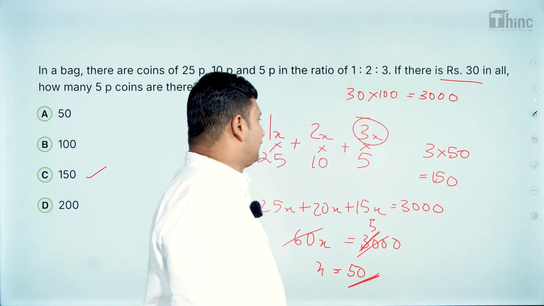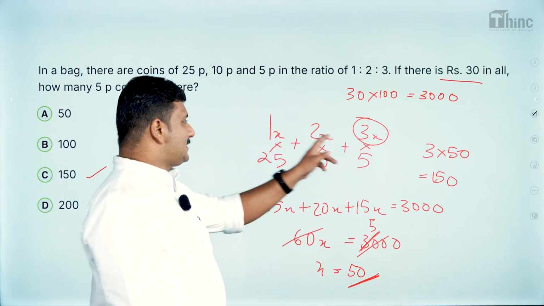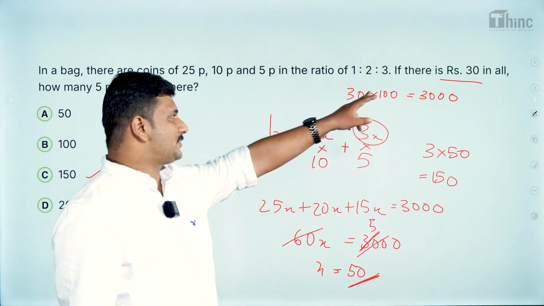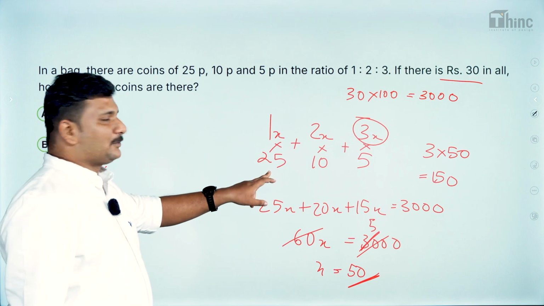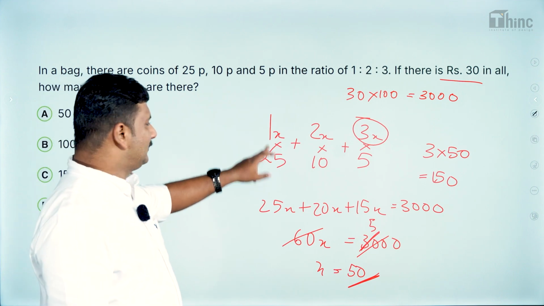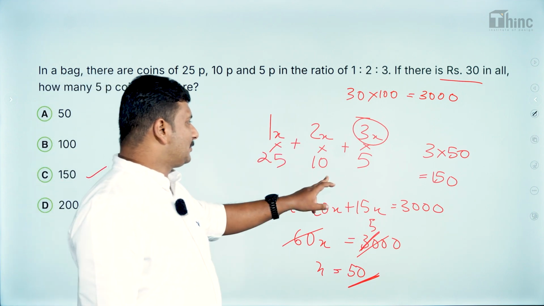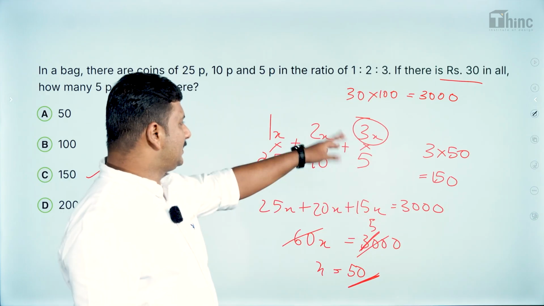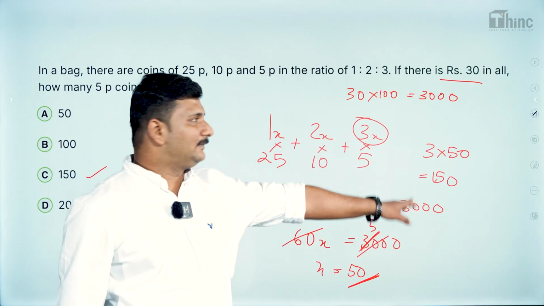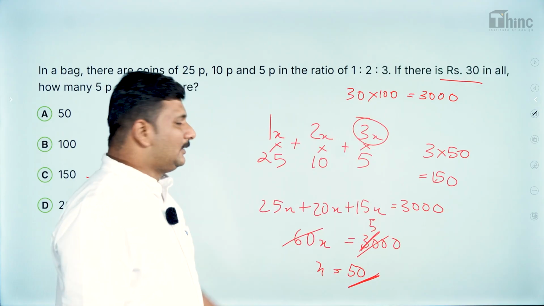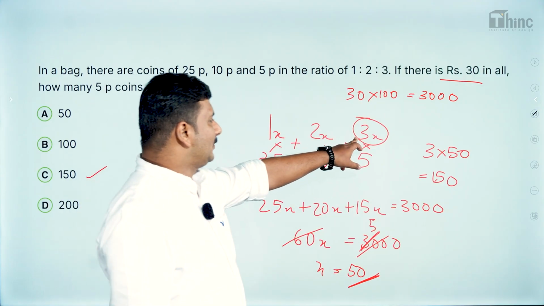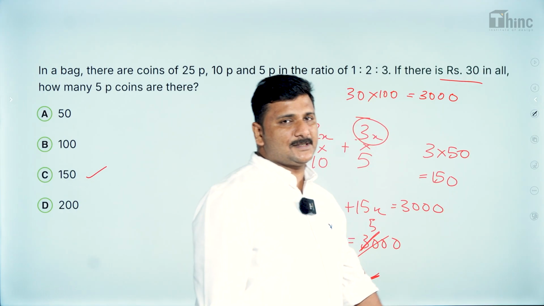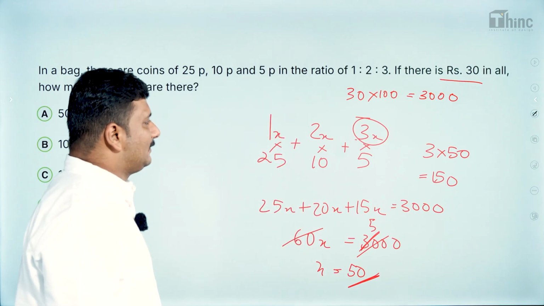So I believe this is clear for you. So we assume the number of coins as 1x, 2x and 3x since they are in this ratio. And if there are 1x number of 25 paise coins, in paise in total it will be 1x into 25. 2x number of 10 paise coins, so 2x into 10. 3x number of 5 paise coins, so total paise will be 3x into 5. If you add them up, the total will be 30 rupees or 3000 paise. You will get x as 50. So total number of 5 paise coins is 3x. It's 3 into 50, which is 150. So 150, option C will be the correct answer.